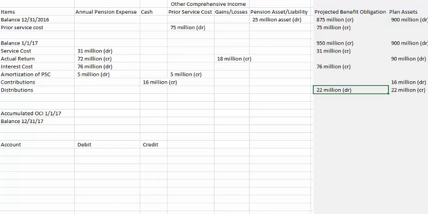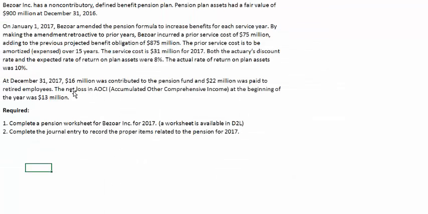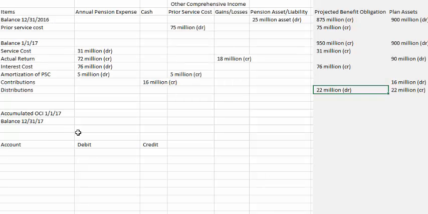Okay, I know this is a long problem. We're almost there. So that's the remaining items here. There's one last thing, the net loss. At the beginning of the year, January 1st, 2007, we had in accumulated other comprehensive income a $13 million loss, which is a debit balance, to the accumulated other comprehensive income, which is these two columns. I guess this column here if it's related to the gain or the loss.